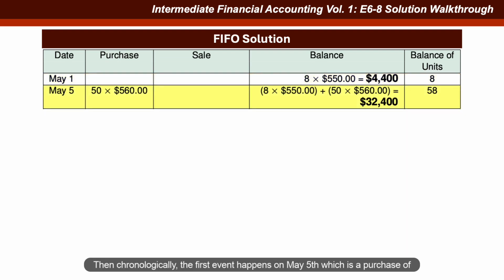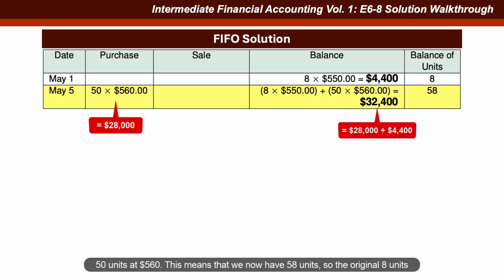Then chronologically, the first event happens on May 5th, which is a purchase of 50 units at $560. This means that we now have 58 units, so the original 8 units plus another 50 units, for a total value of $32,400. And that's calculated as the beginning balance of $4,400 plus the 50 units times $560.